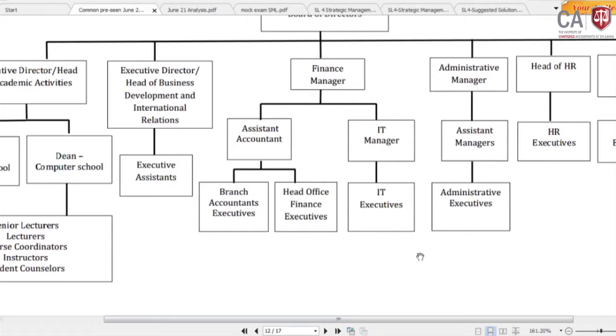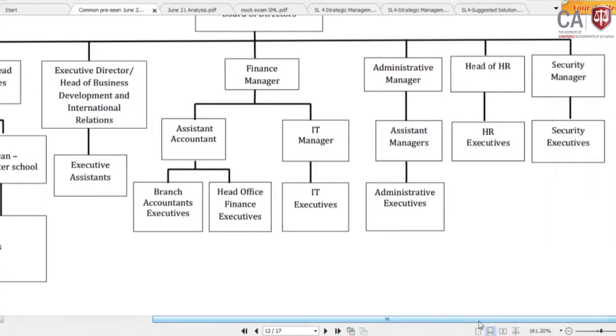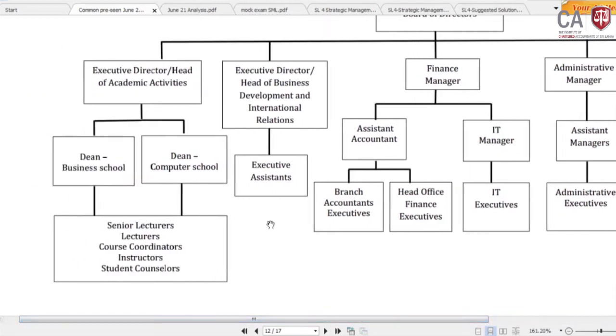Then the IT manager under the finance manager, then the administrative manager, assistant managers, then administrative executives, head of HR, then HR executives, security manager, security executives. Then under the executive director, head of academic activities, there are the dean of the business school, dean of the computer school, senior lecturers, course coordinators, instructors, students, counselors.